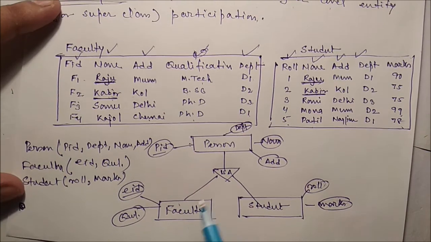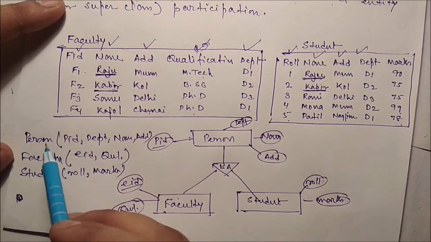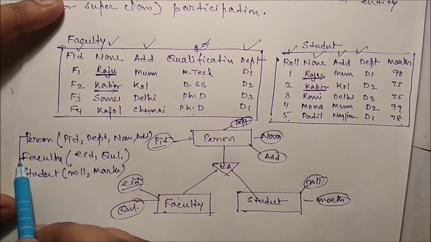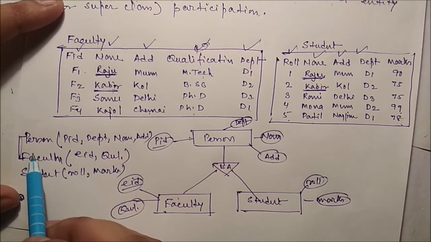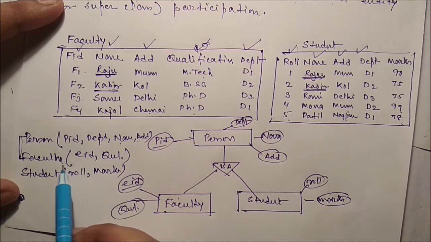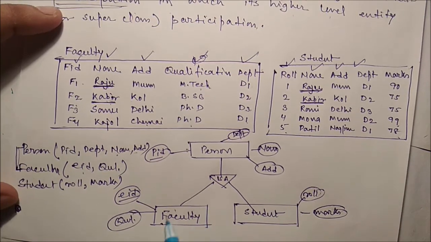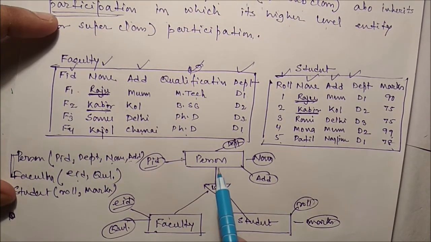Okay, now suppose we need to know the name of this particular faculty. So what can we do? We have to merge these two. We have to apply a join operation for person and faculty. From this we can get the name and address of this particular faculty. That means that particular subclass inherits information from the person.